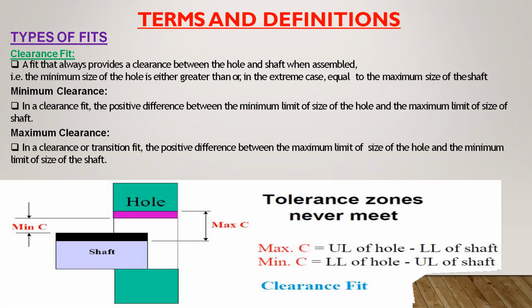A fit that always provides a clearance between the hole and shaft when they are assembled is known as the clearance fit. A clearance means a gap between the shaft and hole. So the minimum size of the hole is greater than the maximum size of the shaft. That is, the shaft diameter is less than the hole diameter.